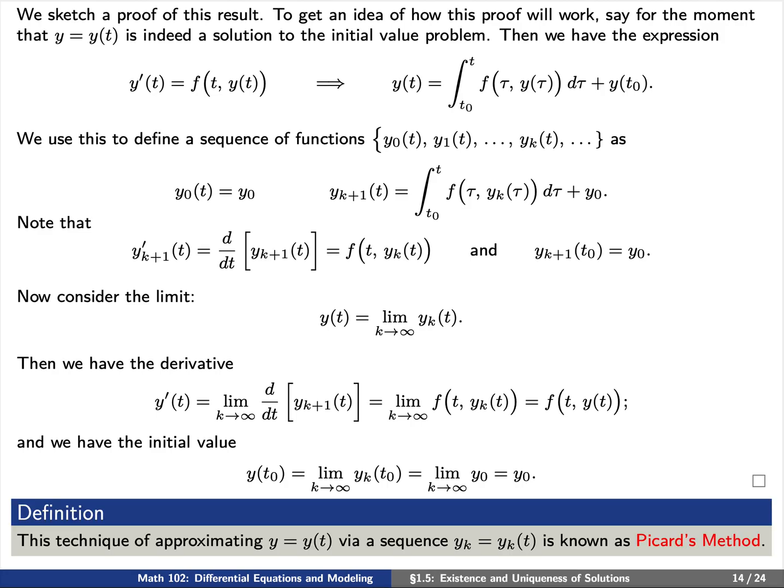This technique of approximating the solution we're looking for as a sequence of approximate solutions, these y sub k of t, is what's known as Picard's method. We'll discuss a little bit more about this in a moment.